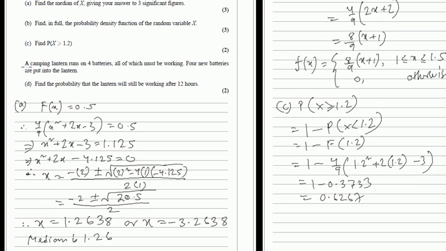The next question is, a camping lantern runs on 4 batteries, all of which must be working. 4 new batteries are put into the lantern. Find the probability that the lantern will still be working after 1.2 hours. Now if you see this, the previous sum and this sum match. So this is an irregular sum, and this sum can be given at the end of any sum. It's a binomial distribution that needs to be made.